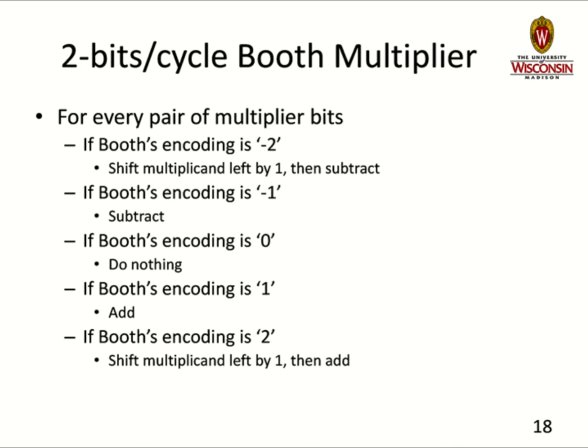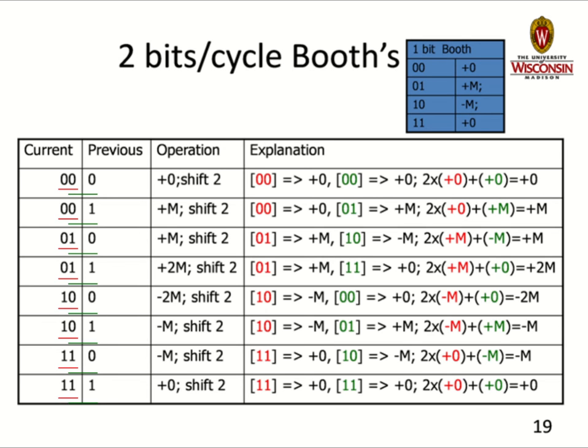If the Booth encoding is a -1, we'll simply subtract. If the Booth encoding is 0, we do nothing. If the Booth encoding is 1, we add, and if the Booth encoding is 2, then we again shift left by 1 to double it, and then perform the addition. So why does this work?